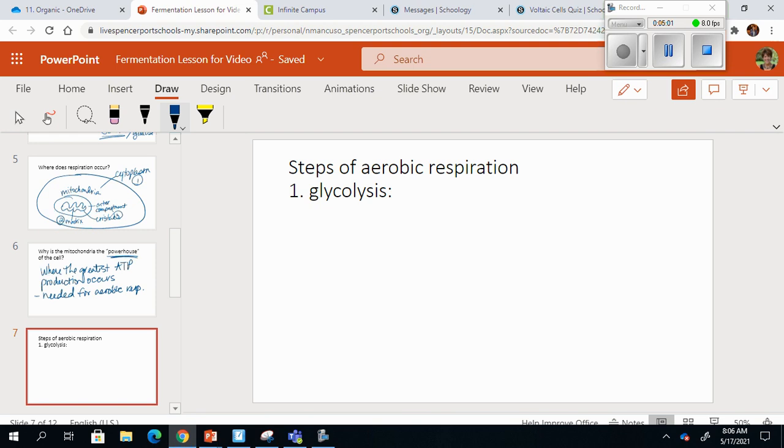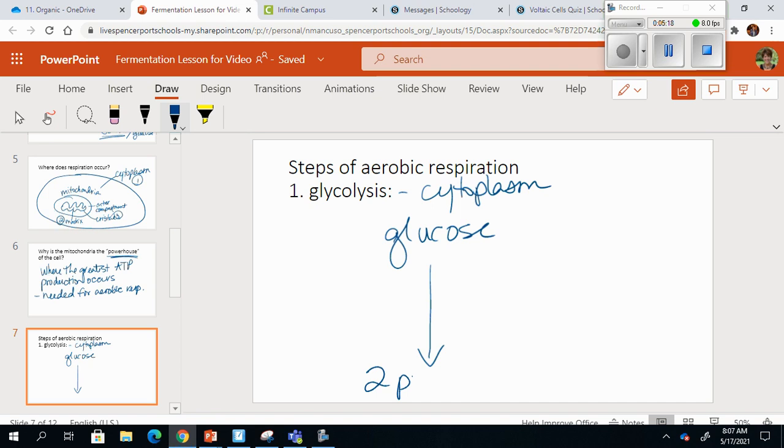So the steps of aerobic respiration. Remember this first step, glycolysis, this is just happening in the cytoplasm. And I've got to start with glucose because remember that's my molecule, that's my sugar that I'm breaking down. And I break it into what are called pyruvate. Now, I like to show dots to represent carbons. So glucose is C6, so 6 carbons.